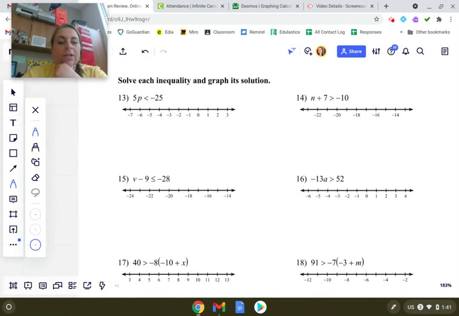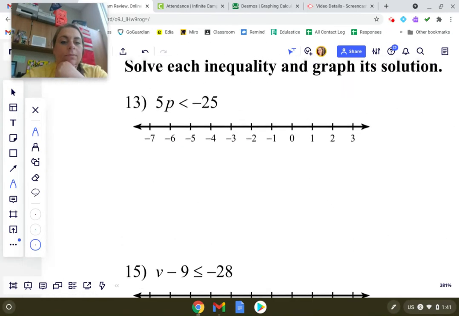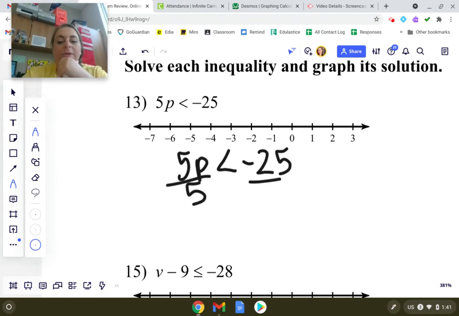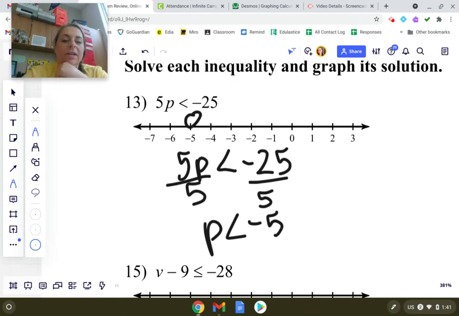So if we're looking at 13, I'm going to rewrite it down here. So I've got 5p is less than -25. Divide by 5 on both sides. We've got p is less than -5. So open circle at -5, it's less than, so go towards numbers that are smaller. Okay, so that's your one step.